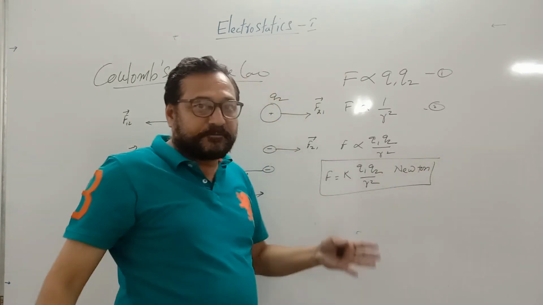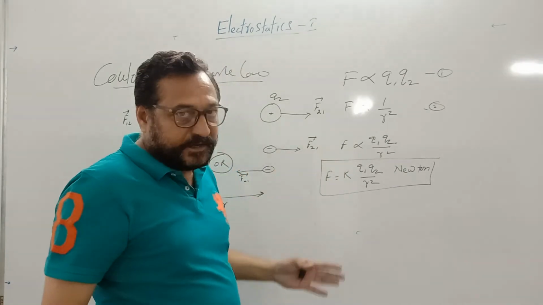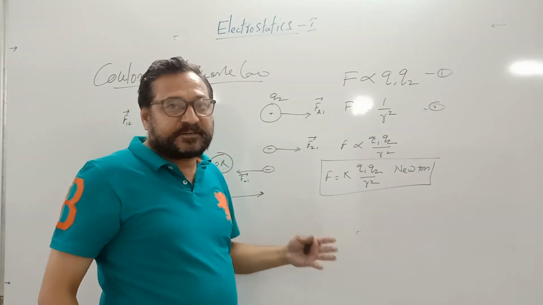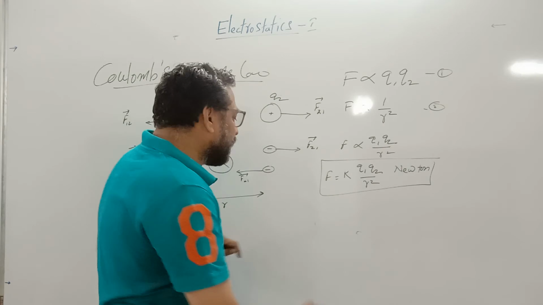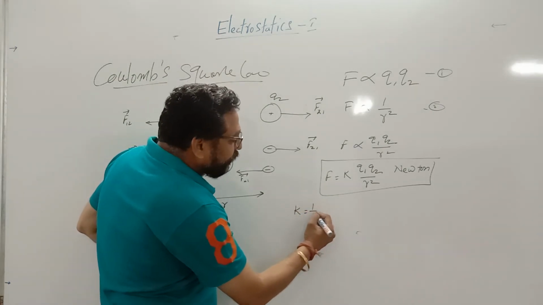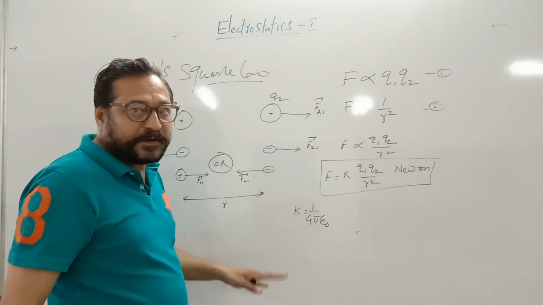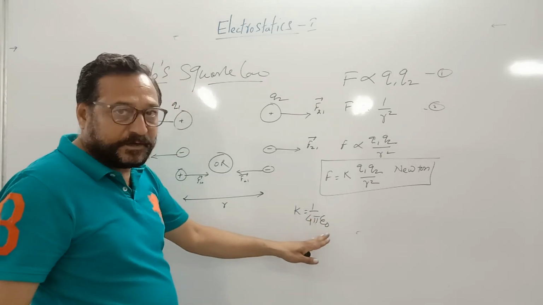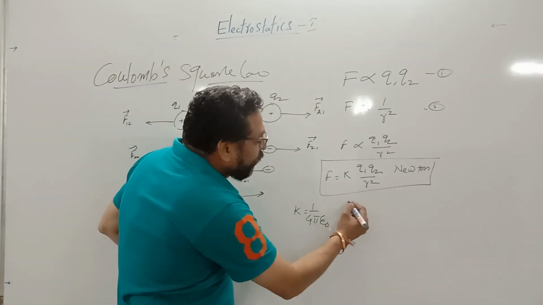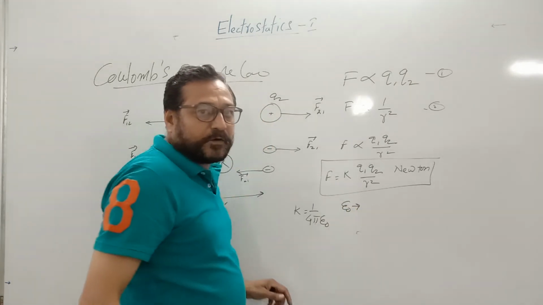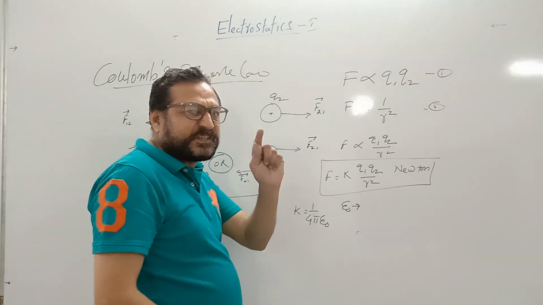But what is K? K is very important. It is the electrostatic constant, and K is 1 upon 4 pi epsilon naught. K is 1 upon 4 pi epsilon naught, and epsilon naught is called the permittivity of free space.